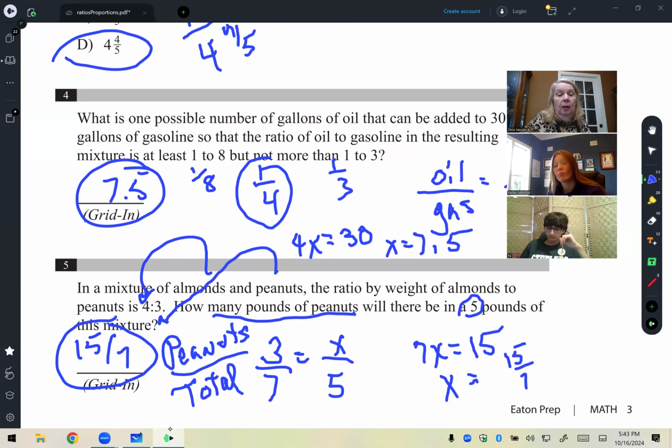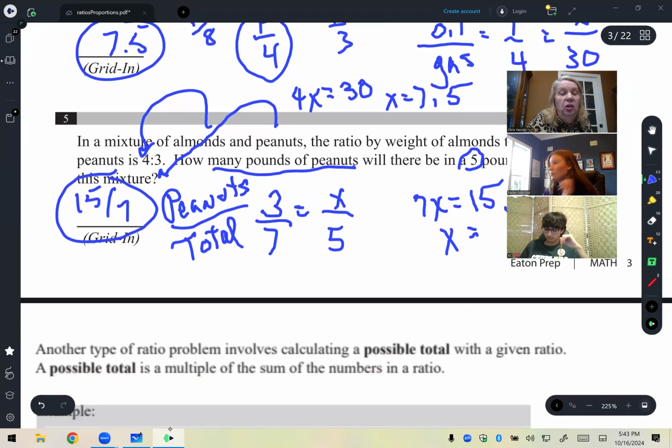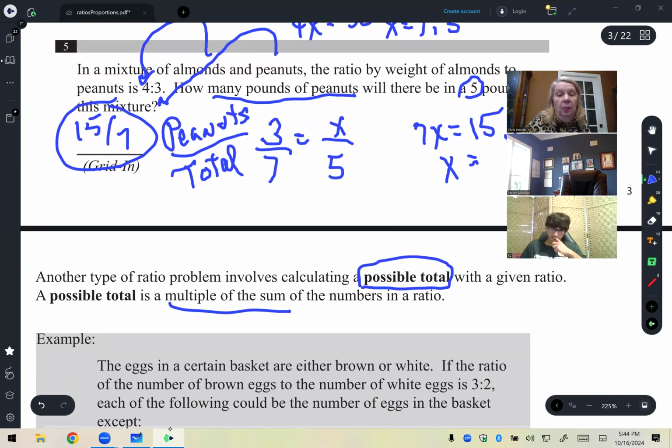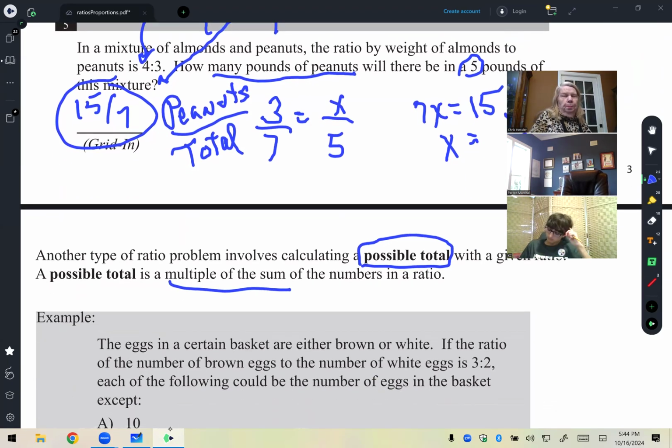Yay. Okay. On to another issue, a possible total. So another type of ratio problem involves calculating a possible total with a given ratio. So it's a multiple of the sum. I'll explain this with this egg problem. So eggs, you can't get a fraction of an egg or you have scrambled eggs. So whole eggs are integers.